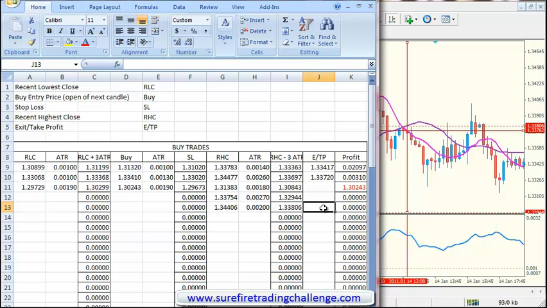So if you want to know how much we get from this trade, let's take a look. Let's enter our exit price over here, which is 1.33762. And then we'll copy this entry price. And you can see that we got 351 pips from this trade.